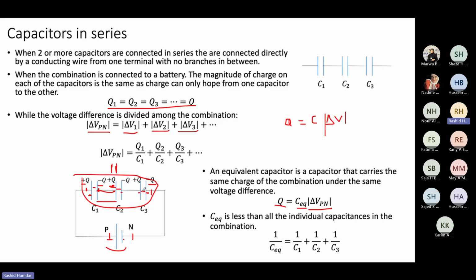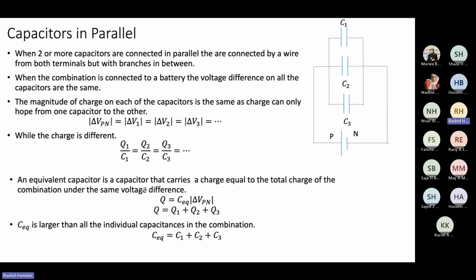Okay, now let's put them in parallel. If we put them in parallel, now we connect them all, and we have the branch in between. And here we also have the branch. Now we connect one branch to the positive pole of the battery and the other branch to the negative pole of the battery. Now C1, C2, C3.